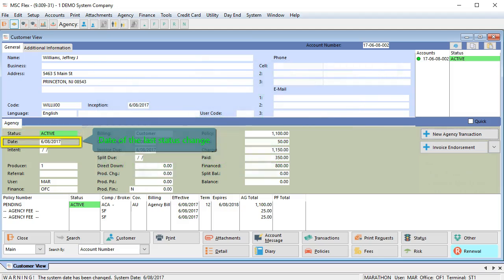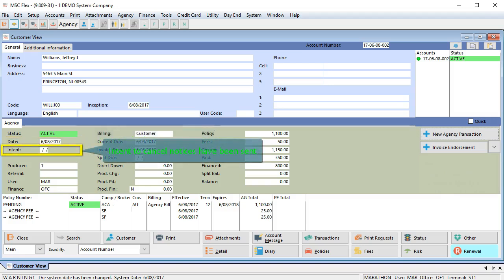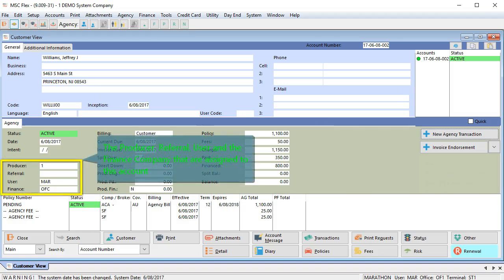The status date is the date the last status changed. The intent date is the date any intent to cancel notices have been sent. You can also see the producer, referral, user, and the finance company that are assigned to this account.